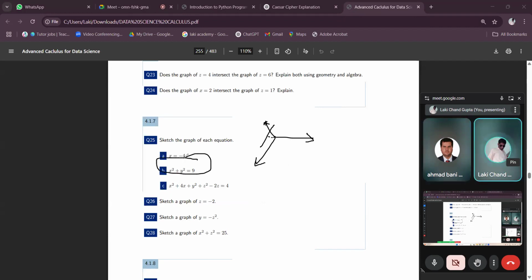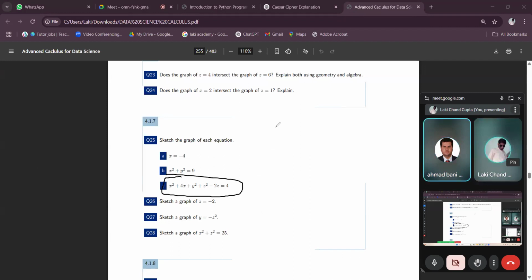This is x square plus y square. This is basically a circle, a circle of center 0, 0 and radius 3. This is a sphere. Why? Because 3 variables are there: x axis, y axis, z axis. So how can you represent this?